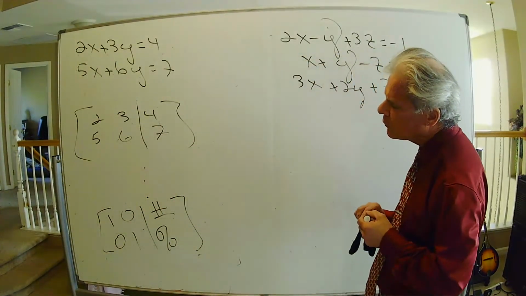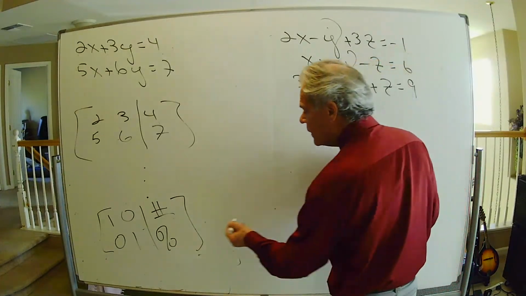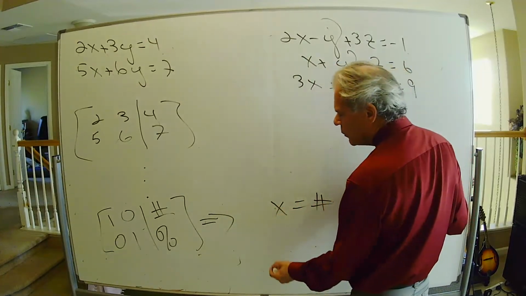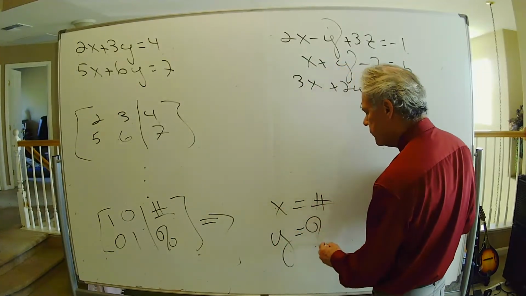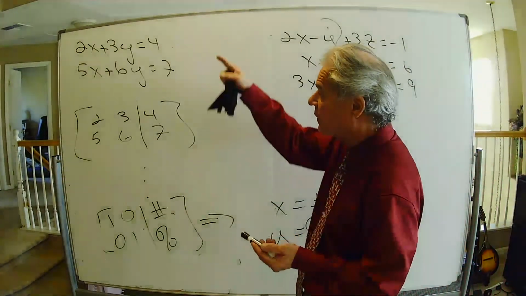In rewriting this augmented matrix as a system of equations, I think the first row simply tells me that x is equal to pound symbol. Second row tells that y is equal to percent symbol. And now I've got my point of intersection, or shall I say, my solution to the algebraic system of linear equations.